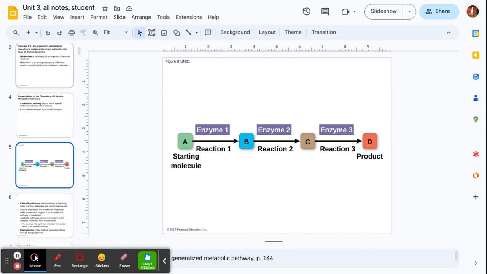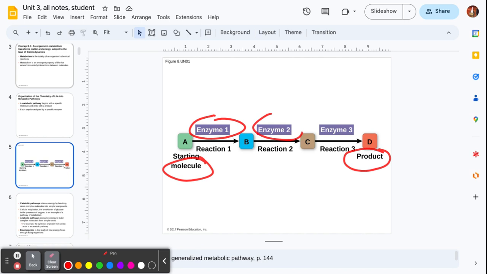This next picture is showing a very simple metabolic pathway, and it's just generic. I'm starting off with this chemical A, and I need to make that chemical into this product D. But I don't just go from A to D. I have some intermediate steps that have to occur. And each time, I'm going to use a different enzyme to catalyze that reaction so that I can eventually get to that final product that I want. But it's not instantaneous because there are these steps that you have to go through.